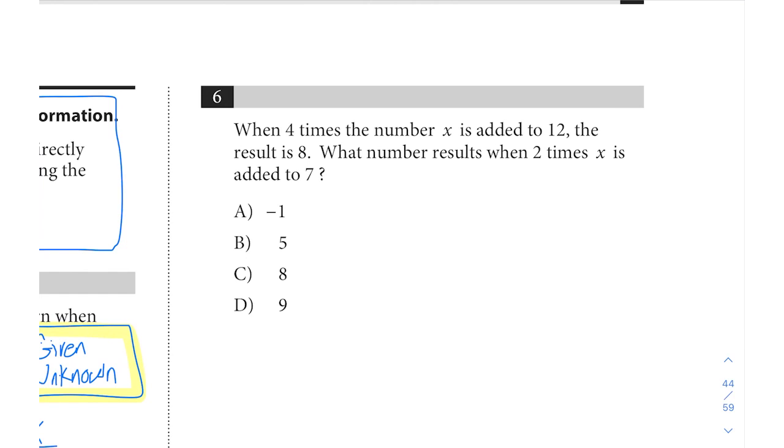So here it says, when 4 times the number x is added to 12, the result is 8. What number results when 2 times x is added to 7? So this just involves taking the words that they give us in this word problem, and we're going to need just about all of them, and we're going to convert that into a mathematical equation. So here it says 4 times the number x, and the way we write that when you have a number times a variable, you just write the number and the variable after it. This is written as 4x is added to, that means plus 12.